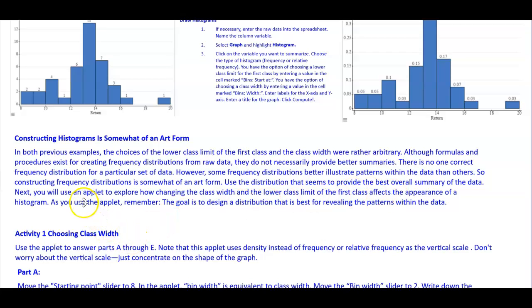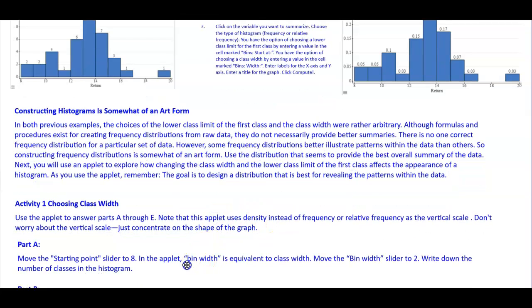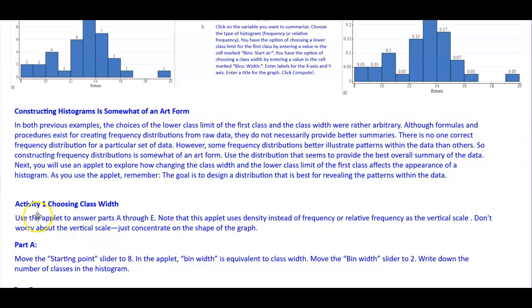Next, you will use an applet to explore how changing the class width and the lower class limit of the first class affects the appearance of a histogram. As you use the applet, remember, the goal is to design a distribution that is best for revealing the patterns within the data. Let's go ahead and take a look at the applet. Next is Activity 1, choosing class width. We're going to use the applet to answer parts A through E. Note that this applet uses density instead of frequency or relative frequency as the vertical scale. Don't worry about the vertical scale, just concentrate on the shape of the graph.